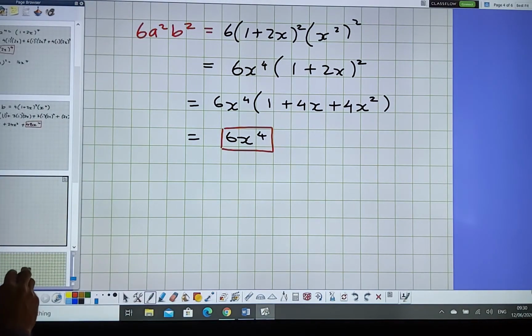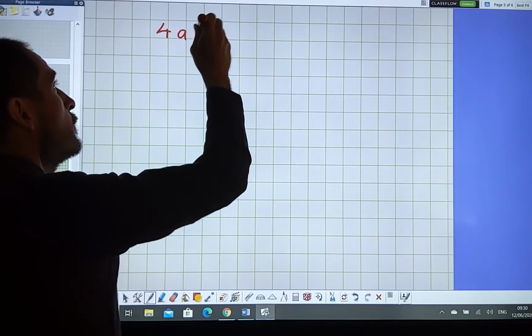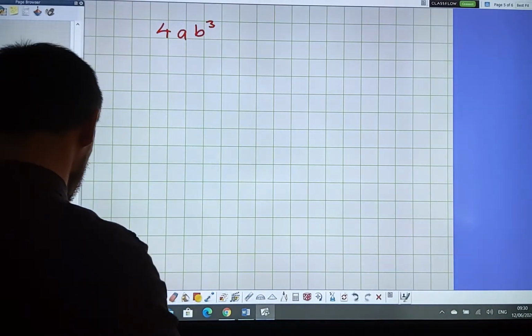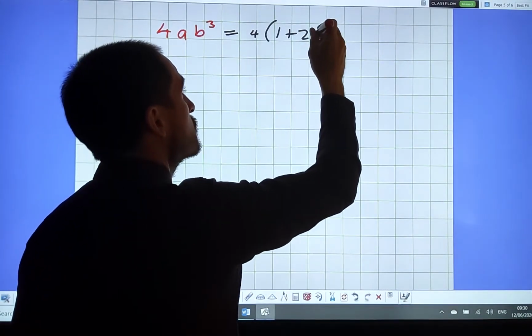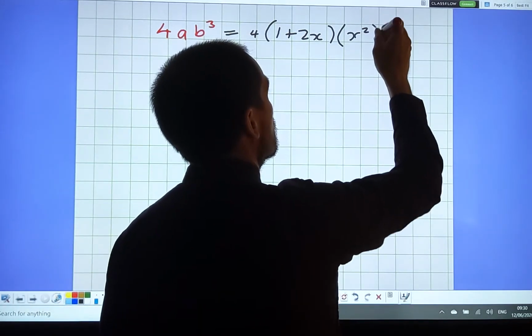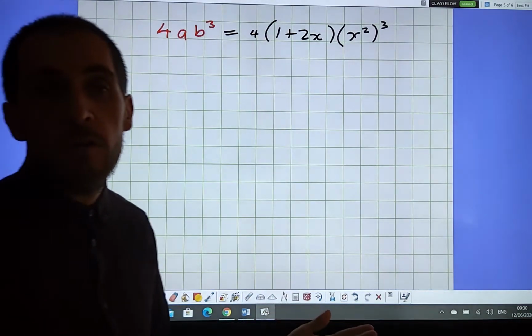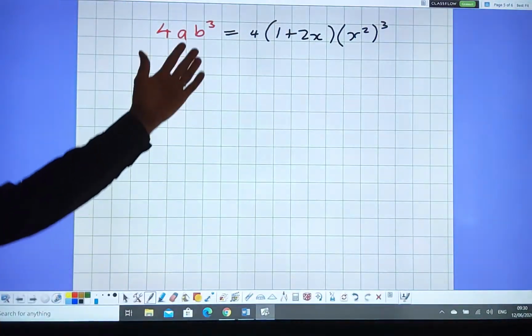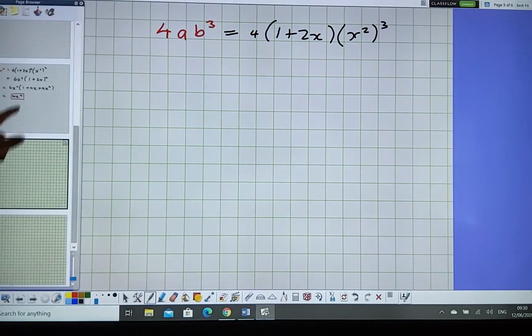So it's this one here. If you had 4ab cubed, okay, that's equal to 4 times 1 plus 2x, this is my substitution again, times b cubed, which is x squared cubed. And if you think, x squared cubed is x to the power of 6, alright, so there's not going to be any x to the power of 4 there, and that goes the same for the last part there.